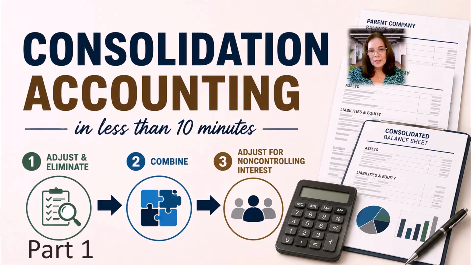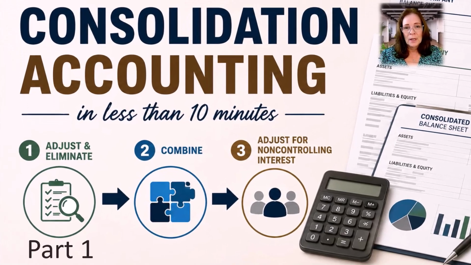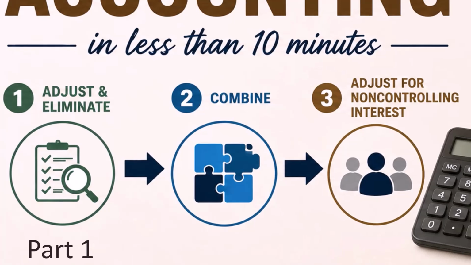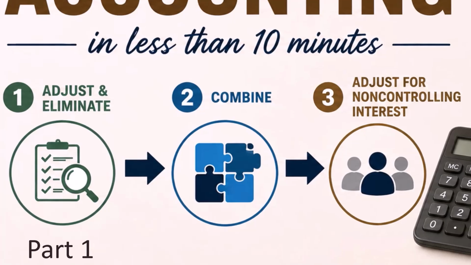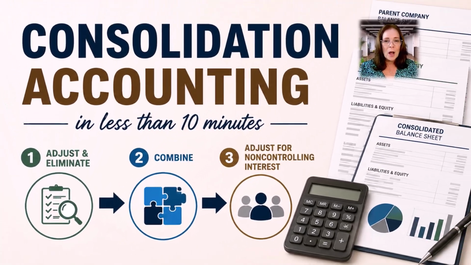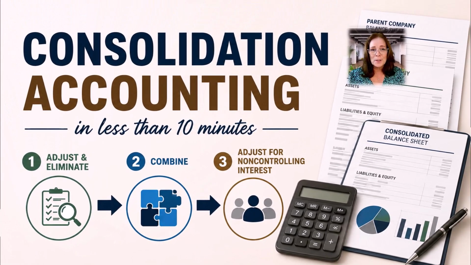In consolidation accounting, we combine a parent company's financial statements with its subsidiaries into one set of consolidated financial statements. Now, consolidation isn't as complicated as you might think. It comes down to 3 steps. First, we adjust and eliminate, then we combine, and finally, if applicable, we adjust for the non-controlling interest. In this video, I'll walk you through the entire process using a real parent and subsidiary balance sheet in less than 10 minutes.